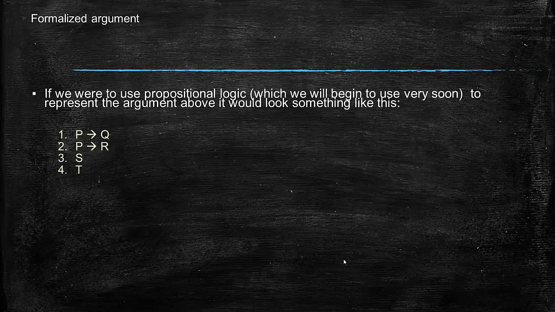Well, we can also go one step further, and this is what we're going to be doing in this course. We can take the argument and we can formalize it. So if we were to use propositional logic, which is what we're going to be studying very soon, to represent this argument, it would end up looking something like this. So again, 3 sentences followed by a conclusion.